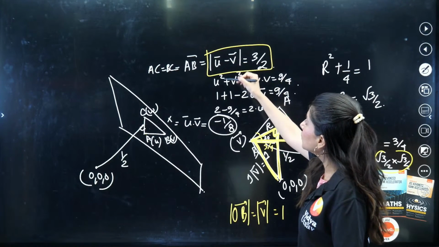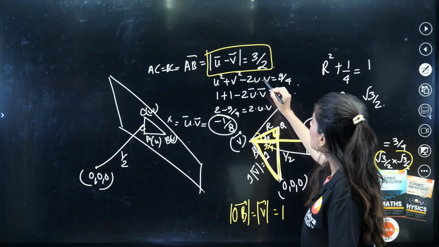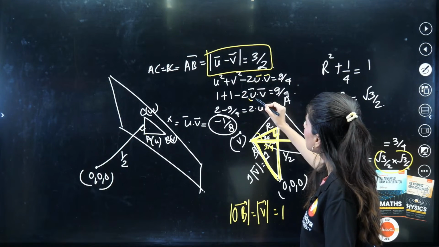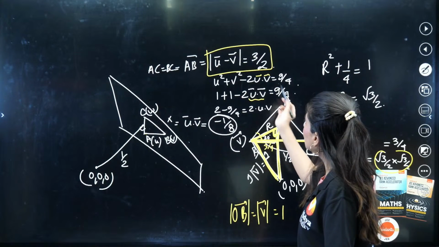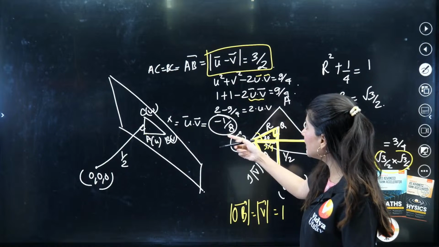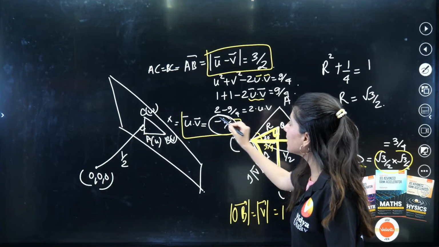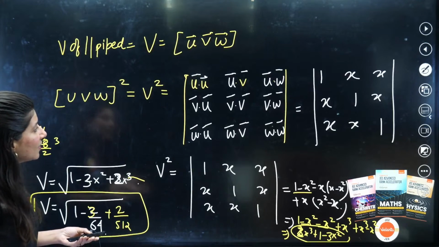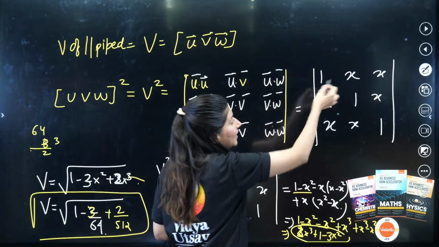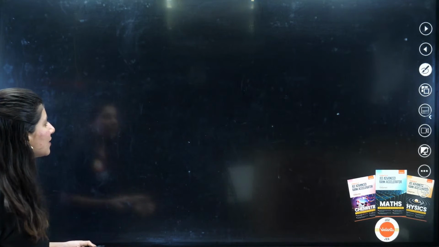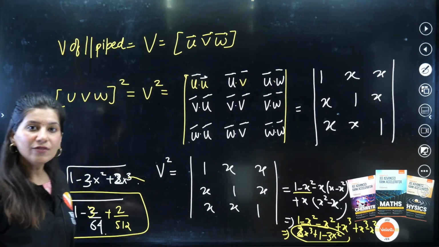Square both the sides. So u square plus v square minus 2 u dot v is equal to 9 by 4. This is 1, 1, minus 2 u dot v, and clearly 2 minus 9 by 4 is minus 8 by 4 plus 9 by 4, so 2 will be here. So u dot v is minus 1 by 8. You see, u dot v is nothing but x. u dot w is also x. All three values are x. So the value of x is minus 1 by 8.